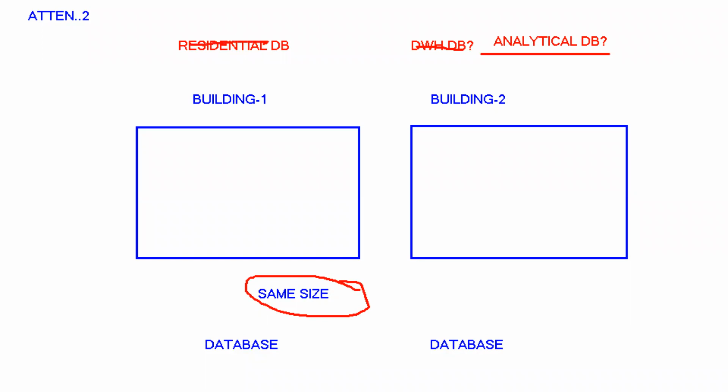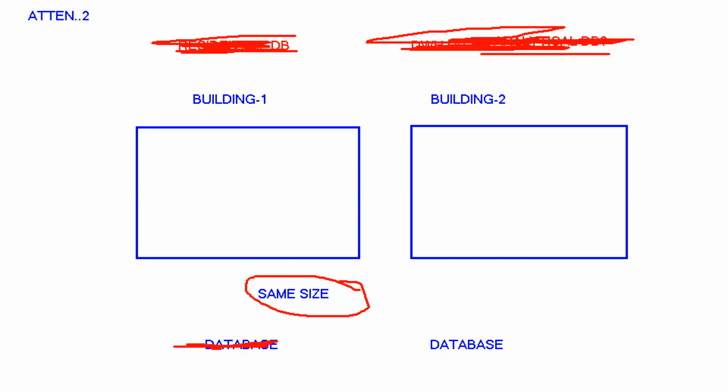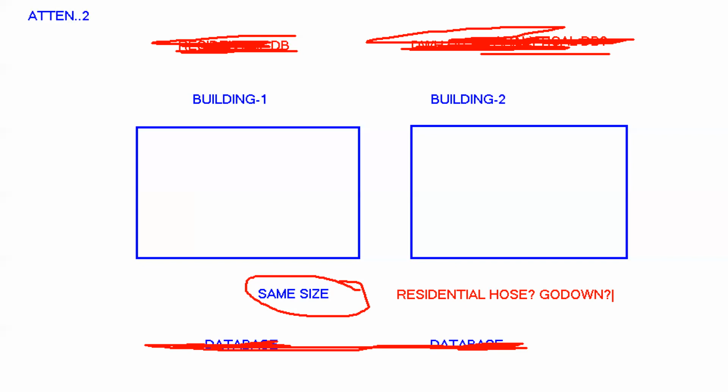Ignore about this. There are two buildings. You need to identify which one is the residential house and which one is the godown. How do you identify? Where there are all facilities to stay, I mean, in the residential area, there are all kinds of facilities. In the godown, not so. One is a godown, one is a residential house. How do you differentiate? Based on the internal structure.